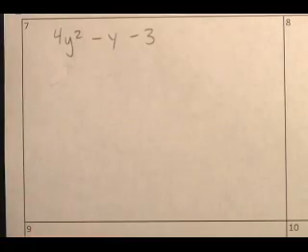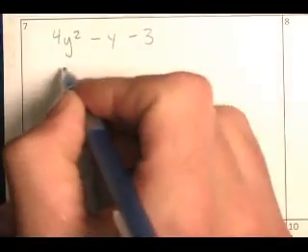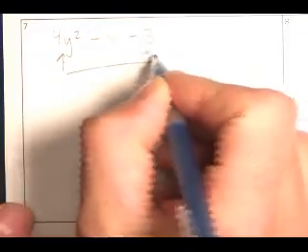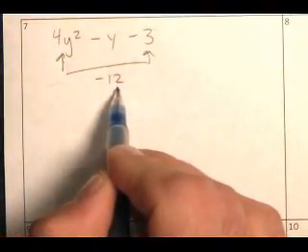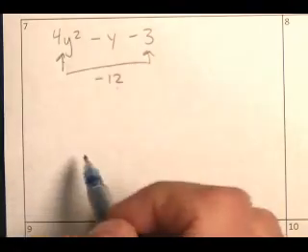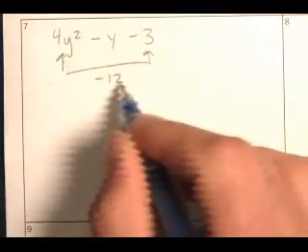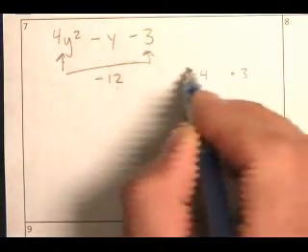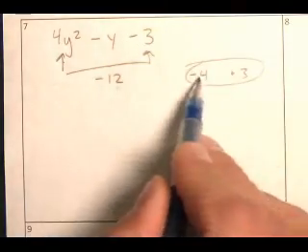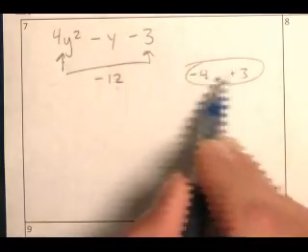All right, 4y squared minus y minus 3. So let's look at this. 4 times negative 3 is negative 12. So now I'm saying, what two numbers multiply to get negative 12 and add to get negative 1? Well, how about, let's see, 4 and 3. How about negative 4, positive 3? My magic numbers. Let's check. Product is that, sum is that.